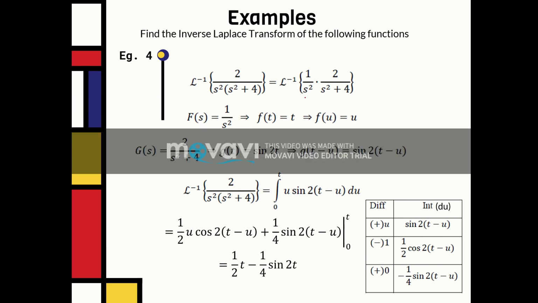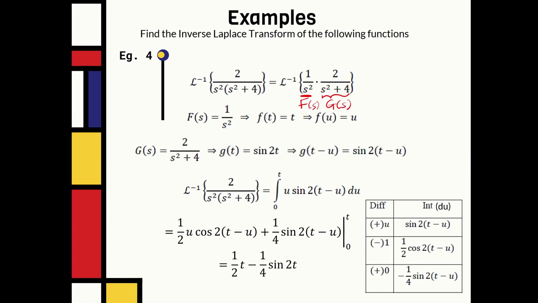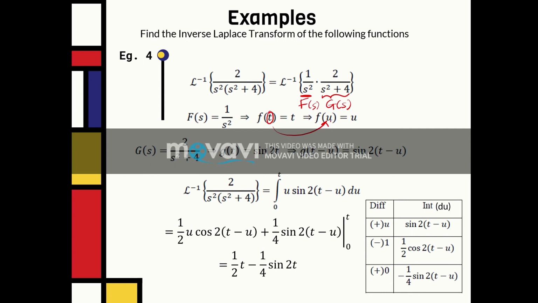You're going to set one of the functions equal to Fs and the other one equal to Gs. So Fs equals 1 on s squared, and the other equation is Gs. Fs equals 1 on s squared, so ft equals t. We're going to change variable t to variable u, so ft equals t, therefore fu equals u. Gs equals 2 on s squared plus 4.